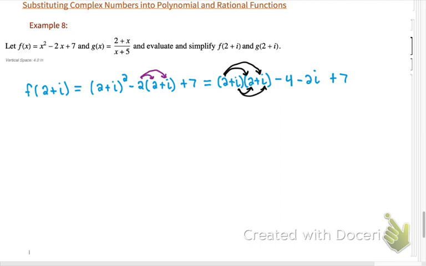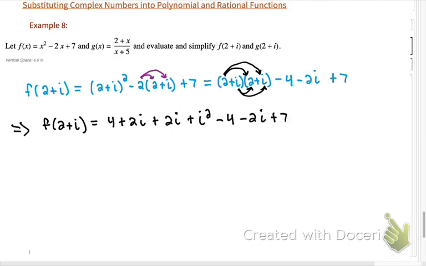So ultimately, notice that taking a quadratic function and plugging in a complex number really is just practicing doing some multiplication of complex numbers. Okay, so here's what we have now. f of 2 plus i. Well, when we FOIL, what we're going to get, 2 times 2 is 4. 2 times i is 2i, plus, and then on the bottom set of arrows, i times 2 is another 2i, and then i times i is going to give us an i squared. We still have a minus 4 minus a 2i and a plus 7 at the end.